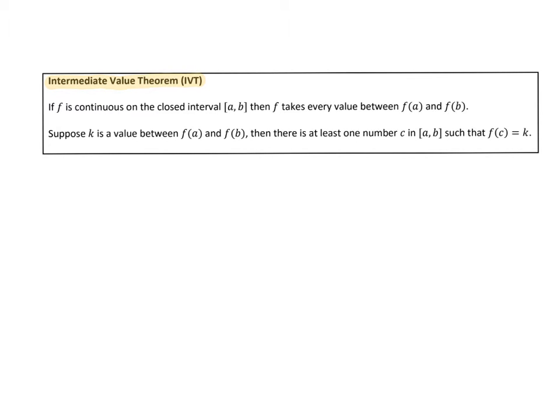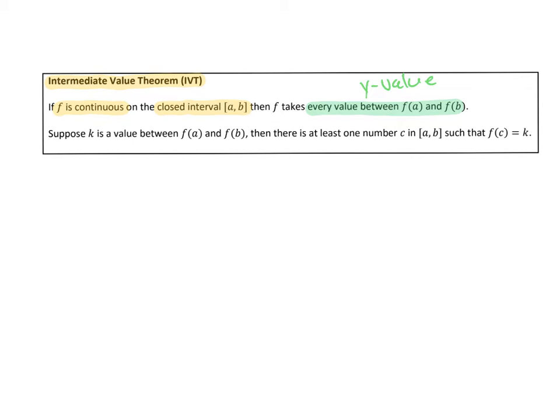If f is a continuous function on a closed interval [a, b], then f takes every value between f(a) and f(b). And I want to just point out some special parts about this theorem. Notice the requirements for using this theorem are that we have to have a continuous function and we have to be on a closed interval. If we're continuous on a closed interval, then the result is that we will take on every value between f(a) and f(b). And these are y values. Remember, function values are y values.